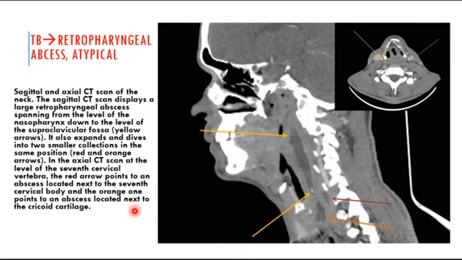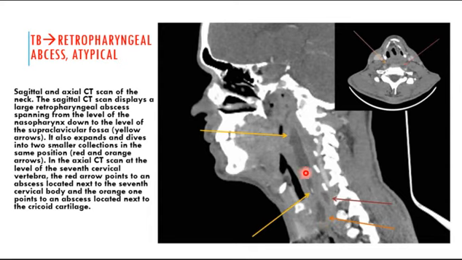This is a rare case, I found it. It's a case of TB that's causing a retropharyngeal abscess, which is an atypical presentation. This abscess is extending from above downwards, even to the superior mediastinum and the clavicular level. It's involving different parts and is not a continuous one. From the level of the nasopharynx down to the level of the supraclavicular fossa, it expands and becomes two collections in the same position.